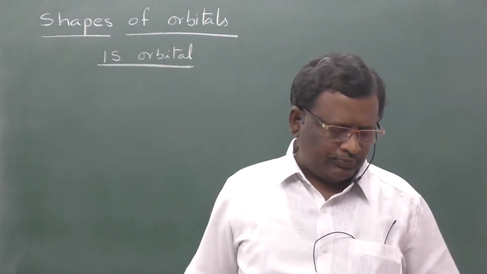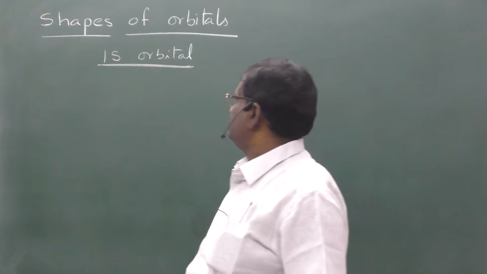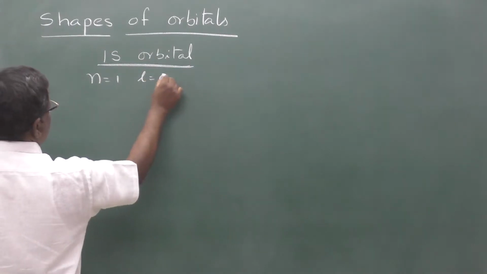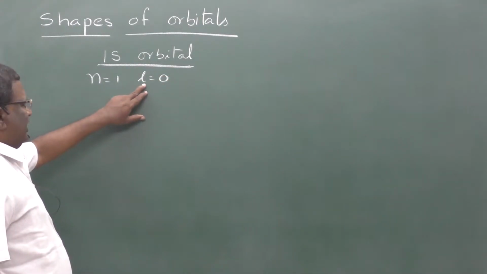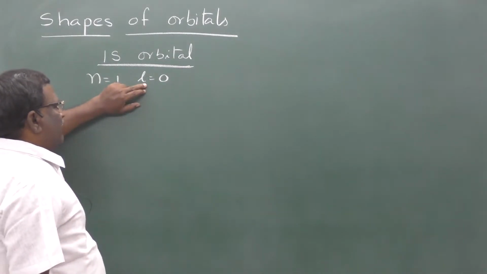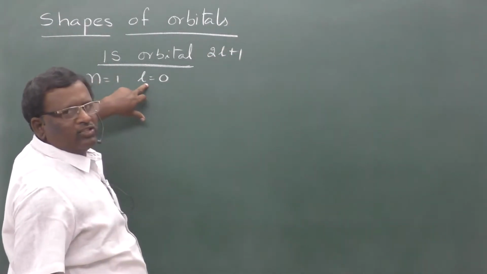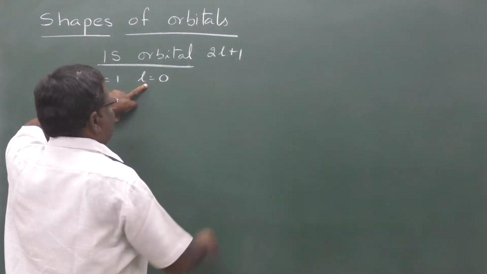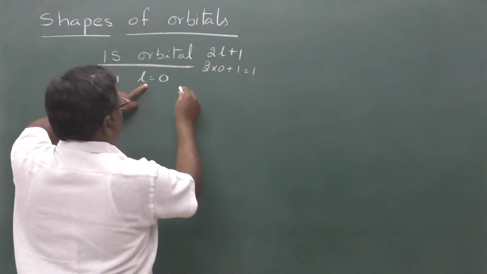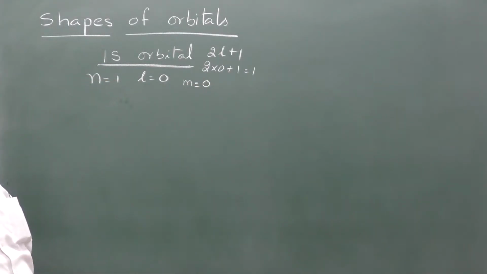Shapes of orbitals. For 1s orbital, n is equal to 1, L is equal to 0. So the orbital with L equal to 0 will have only one m value, because the number of m values is equal to 2L plus 1. So for 1s orbital, L is equal to 0, so 2 into 0 plus 1 is equal to 1. So it will have only one m value and its value is 0.